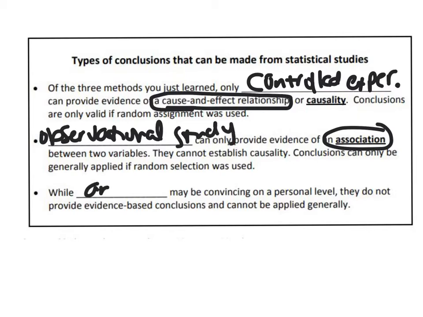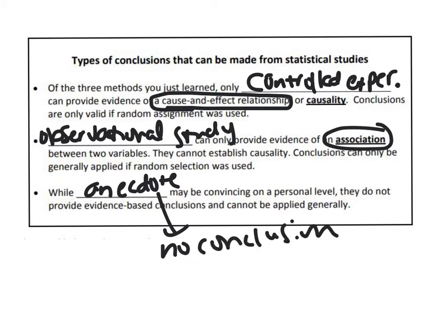And then an anecdote may be convincing on a personal level, but it does not provide evidence-based conclusions and cannot be generally applied. So with an anecdote, there's no conclusion. The main thing to make sure you know is that with a controlled experiment, you have cause and effect, with an observational study, you have an association, and an anecdote is nothing.